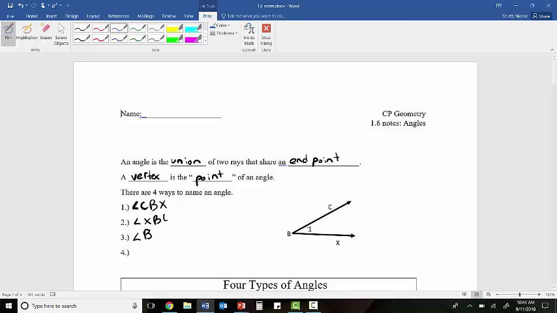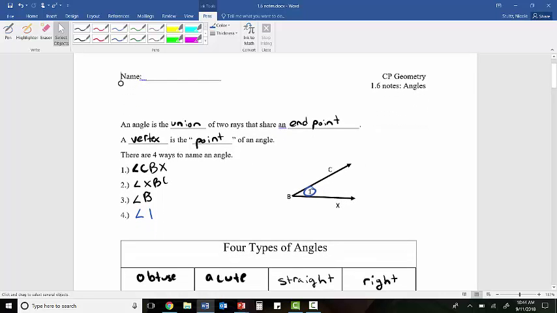And then the third way is you can always put a number in your angle, and you can name it angle, whatever number that is. So I would call this angle 1. We'll do that a lot when we do problems.